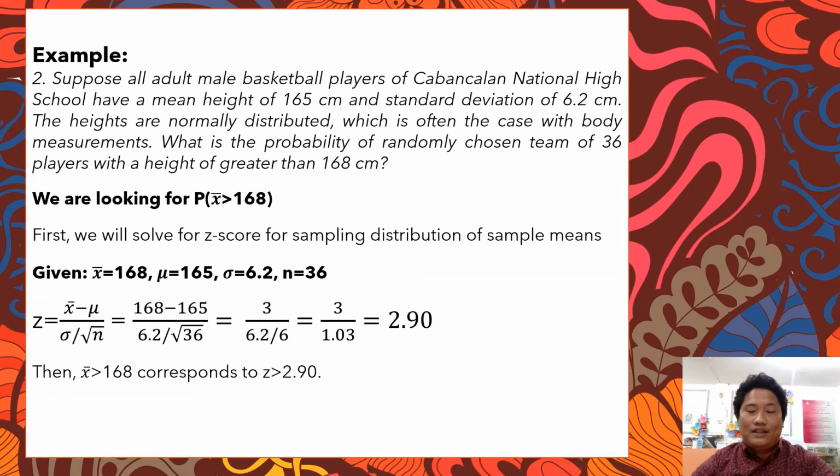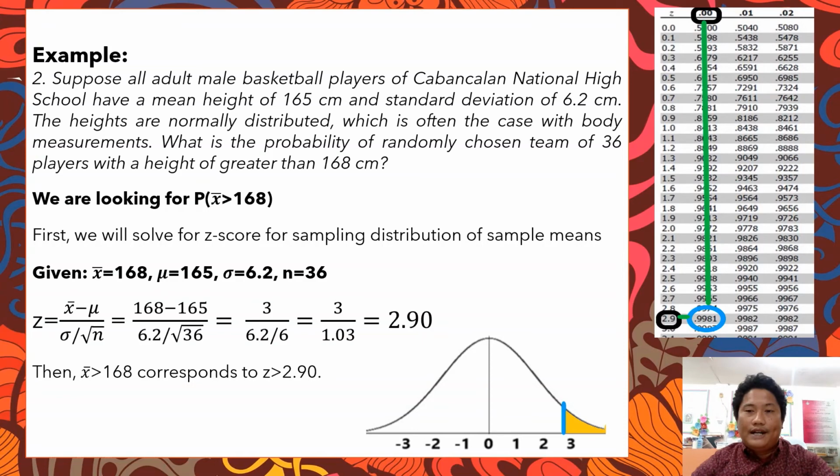Let's try to illustrate this in our standard curve. Looking at our standard curve, 2.9 is almost at 3, and the probability is the area under the region in yellow or orange color. Based on the illustration, the probability should be less than 0.5. So we use our z-score table. For 2.9, we get 0.9981 from the z-table.